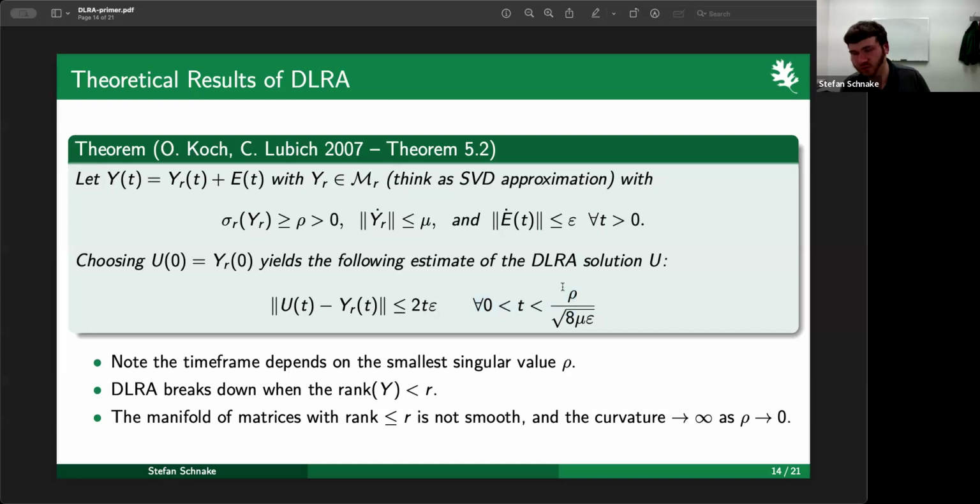But this only happens for a short time, and that time does depend on the singular value rho. So if your singular value is small, this estimate will break down after a short time. And all of this comes down to the fact that you don't know what your solution does at a long time. Theoretically, the rank of the true solution could dip below the rank you're at. And the manifold of matrices of rank less than or equal to R, not fixed equal to R, is not a smooth manifold. As your singular value degenerates to 0, the curvature of the manifold blows up. So you have some issues at that point. But you do have a nice theoretical result that gives you quasi-optimality.